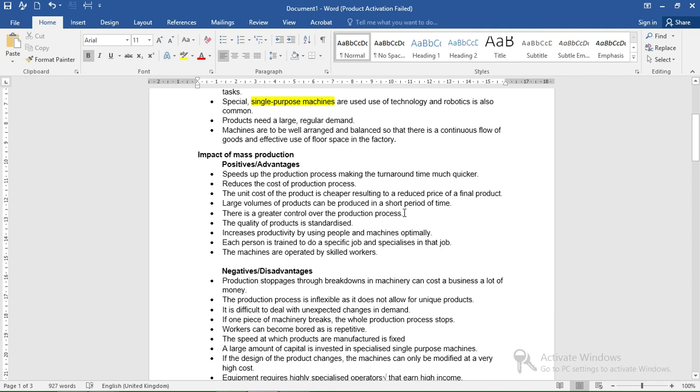And also another advantage, greater control of the production process, because you know what is happening. Quality is standardized. That's another advantage. When you say quality is standardized, it means quality is exactly the same for all the products. There's no difference in quality. There's nothing whereby sometimes the one is good, the other one is bad. No, they're standardized because they're using robots and machines. Robots are accurate, and machines are very accurate, right? And the machines are operated by skilled workers, by those semi-skilled workers who know how to operate their machines, right?